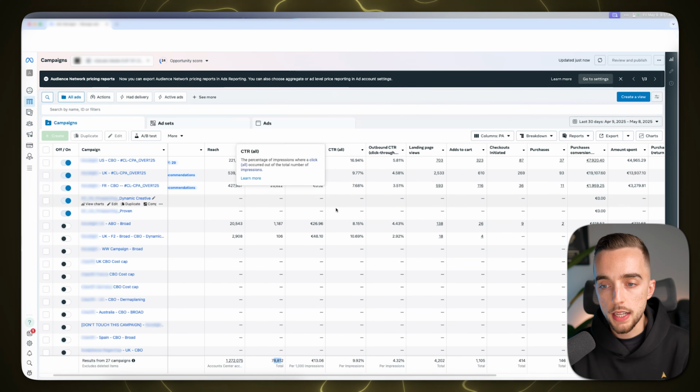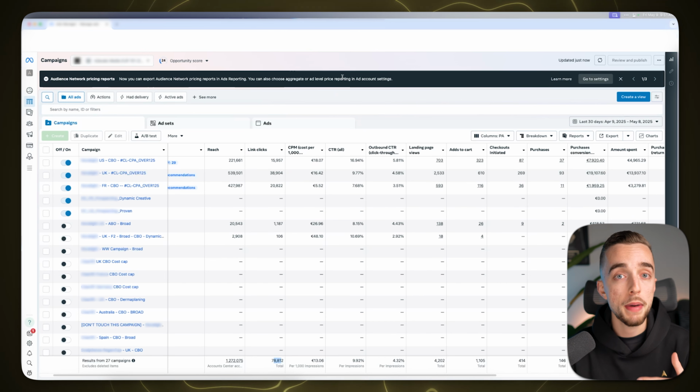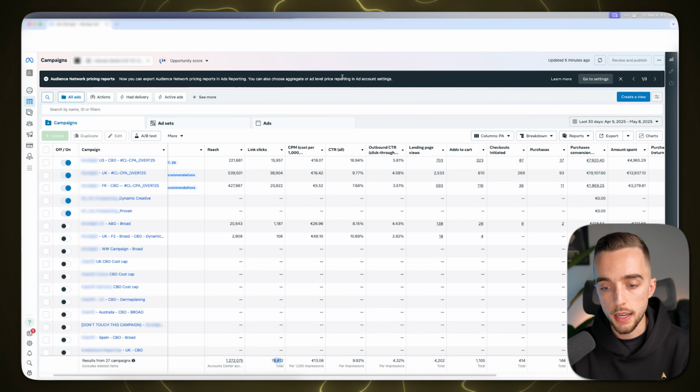That's because they're sending traffic to a sort of middleman landing page, if you want, an advertorial in this case. So I'll get back to that in a little bit. Now, landing page views to add to cart.